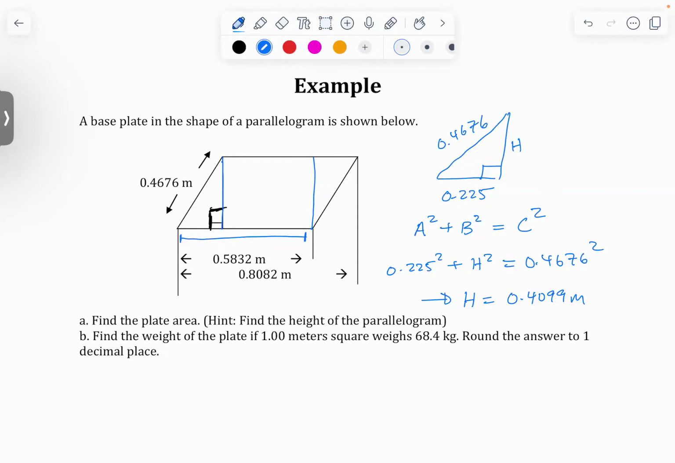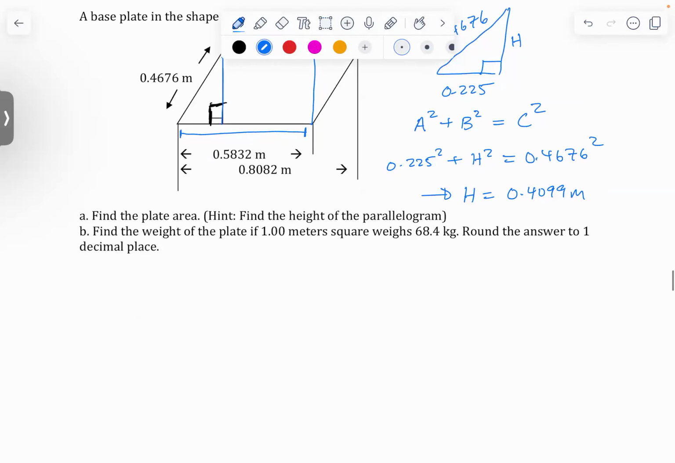Now with that, I can calculate the area of the parallelogram, which is base times height. So 0.5832 times the height, which we just found, 0.4099. Which gives us 0.239 meters squared.